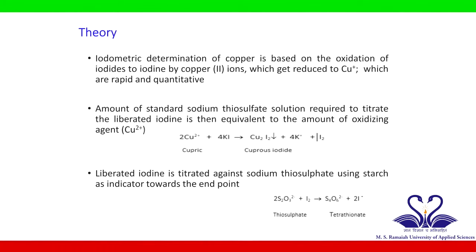Iodometric determination of copper is based on the oxidation of iodides to iodine by copper 2+ ions, which get reduced to copper +, which is rapid and quantitative. The amount of standard sodium thiosulfate solution required to titrate the liberated iodine is then equivalent to the amount of the oxidizing agent Cu2+. Liberated iodine is titrated against sodium thiosulfate using starch as indicator towards the end point.